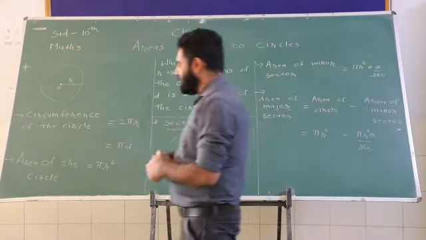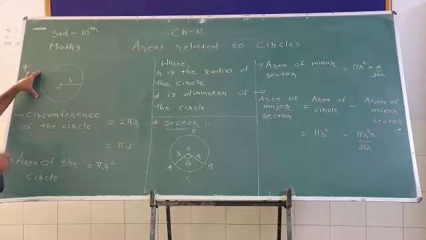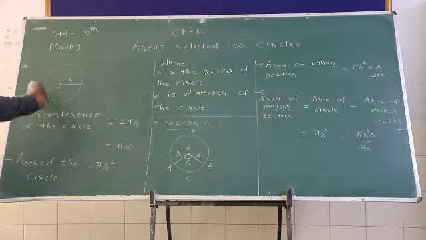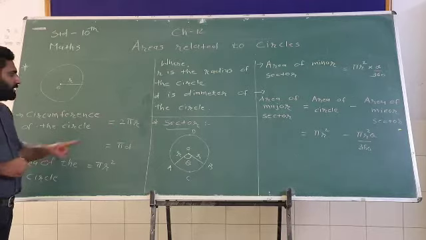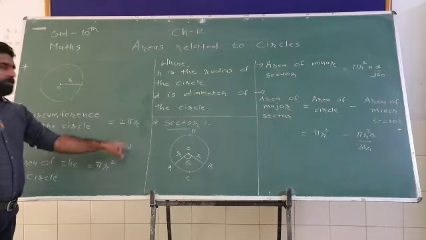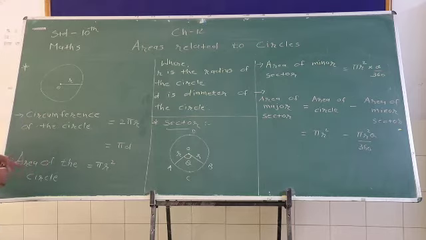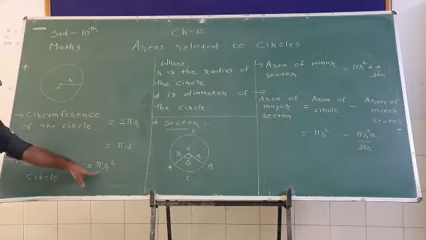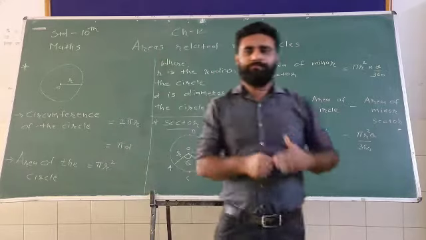First, the well known and basic formulas. We have a circle with radius r. The circumference of the circle, that means the boundary of the circle, is 2 pi r. Instead of 2r, you can write d, the diameter of the circle. And the area of the circle, this whole part, is pi r square. So these are the basic formulas.